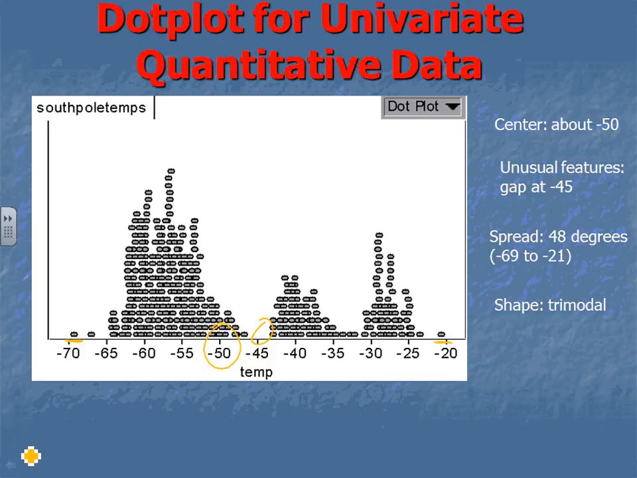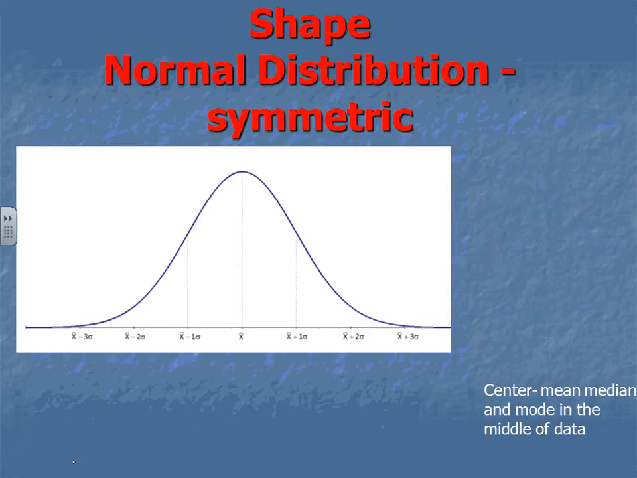And that's kind of the idea. CUSS: center, unusual features, spread or range in this situation, and then shape. Okay? Let's talk about shapes.